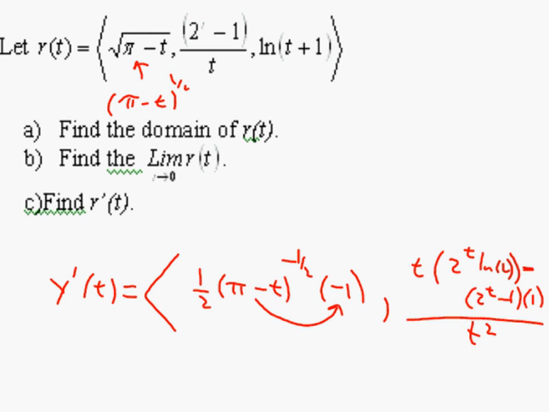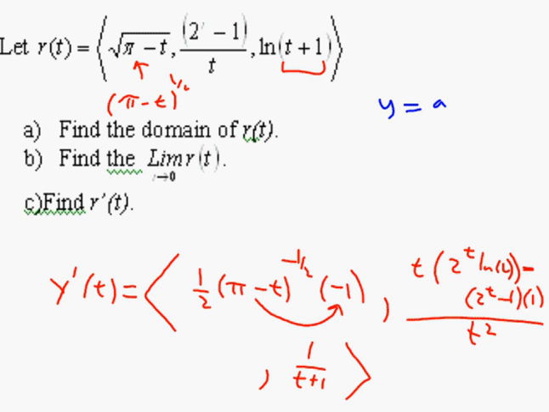all over the bottom squared. And then lastly, the last component, the derivative of the ln of something is usually the derivative of that over the thing you were taking the ln of. So it's going to be 1 over t plus 1. So there it is. You can simplify a little bit, but not much happens. Okay? Sometimes people forget that.